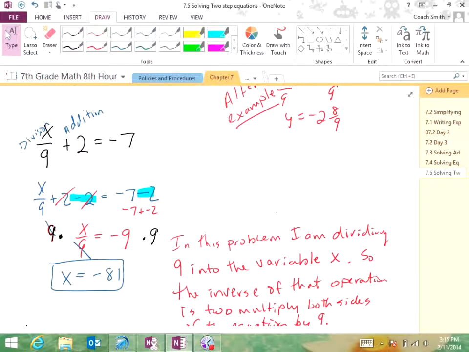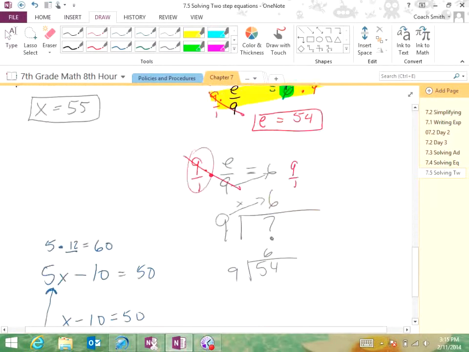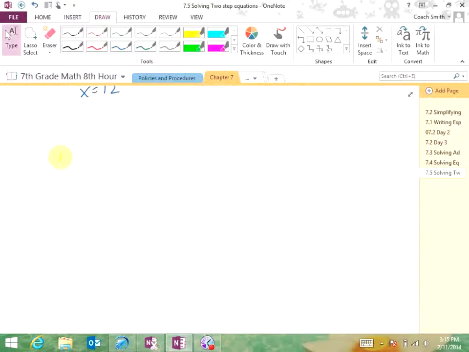Like I said, it's a little harder. I can show you. Let me show you that one, see if we can get that one to stick for you. x over 9 plus 2 equals negative 7.